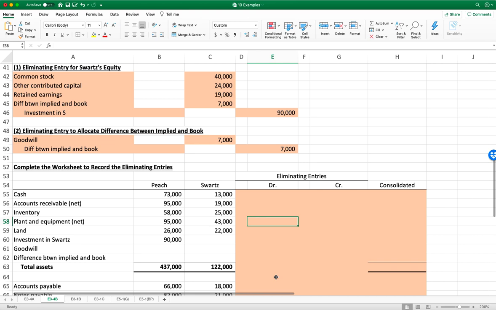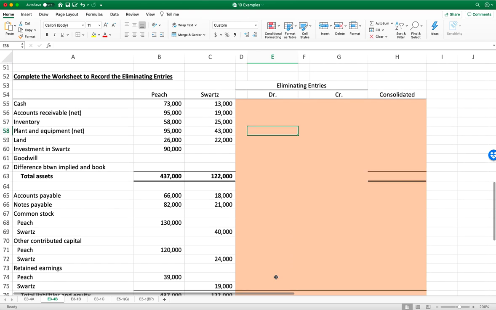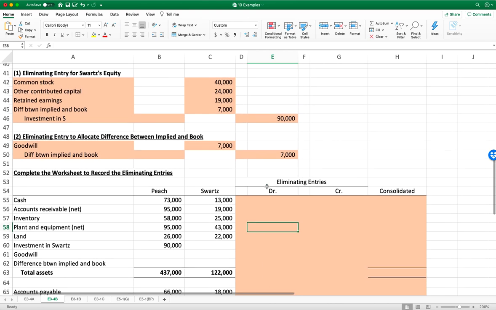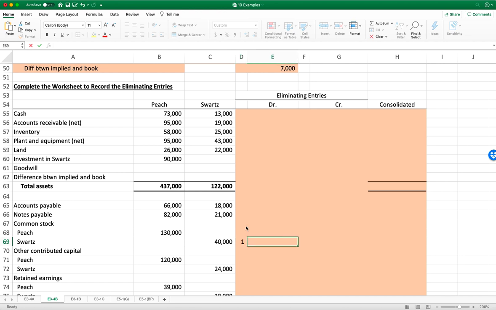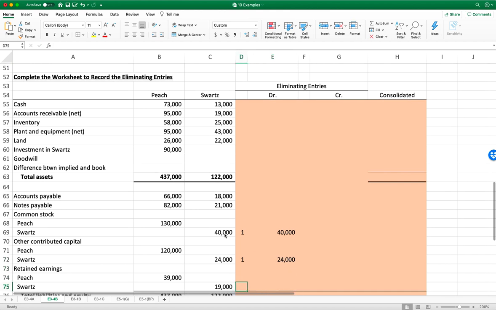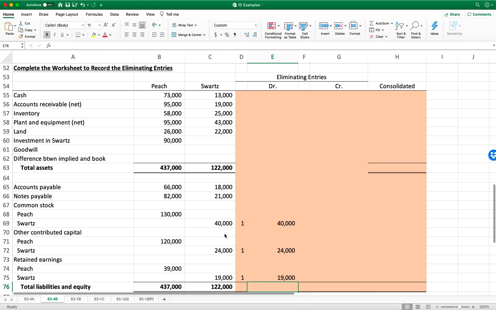So first thing we need to do is debit common stock. So we're just taking these entries up here and reformatting them. So we are going to debit common stock, and remember, this is the common stock of the subsidiary, so we're going to make sure it's on the right line because we have them on two different lines. So we're going to debit for $40,000. We're also going to debit the subsidiary's other contributed capital for $24,000, and subsidiary's retained earnings for $19,000.